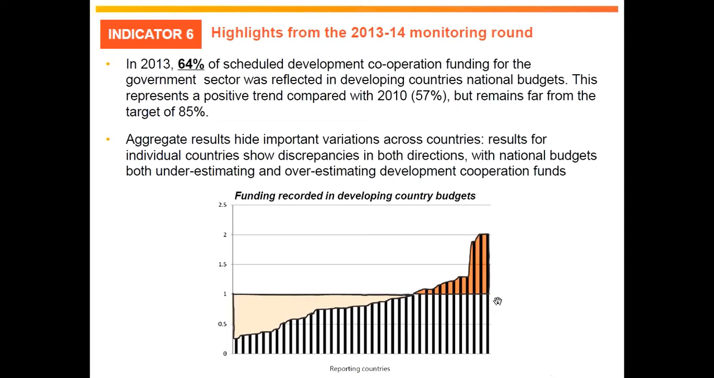So it can happen in a couple of different ways on this right-hand side. But let's say the majority of countries fall into this left-hand side, where you have less on budget than what was scheduled for disbursement by providers.